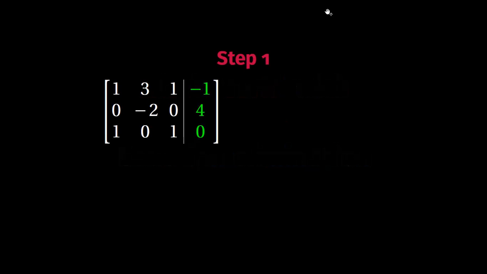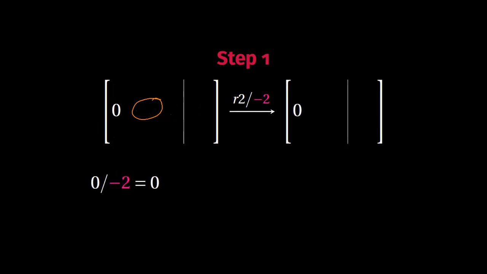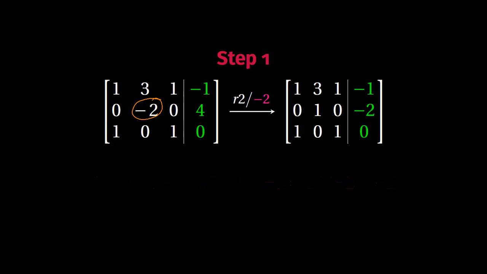Instead, we would like to replace this -2 from row 2 with the number 1 in order to create a new corner for our stair-step matrix. In order to do this, we notice that we just need to divide the second row by -2. Indeed, if we divide the second row by -2, we obtain the following. Let's work step by step. 0 divided by -2 is equal to 0. -2 divided by -2 is equal to 1, which is exactly what we wanted. 0 divided by -2 is 0. And finally, 4 divided by -2 is equal to -2. And this is the final result as for step 1.